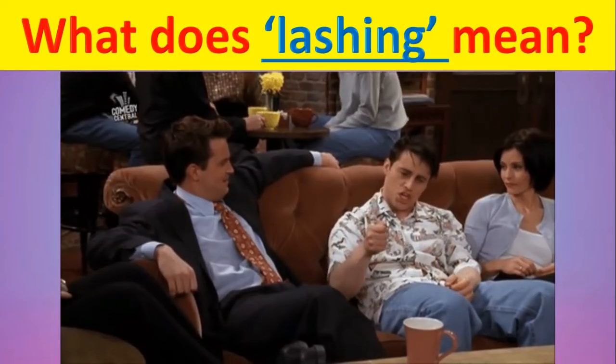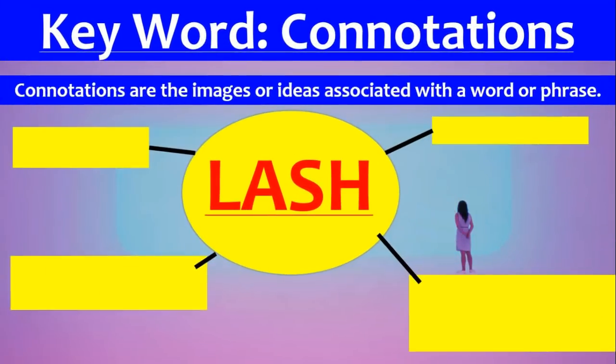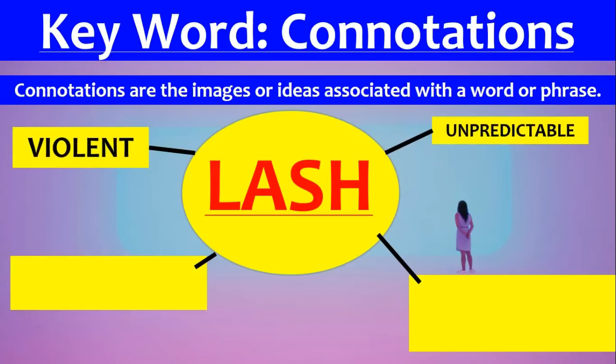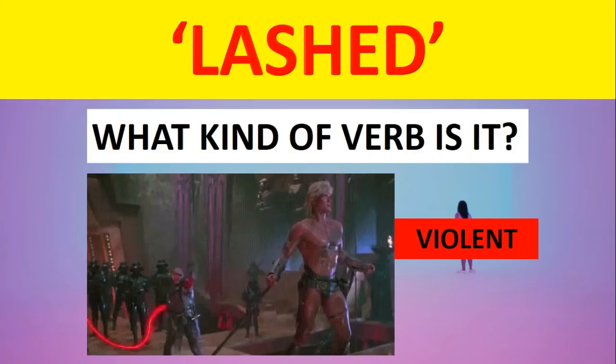So what does lashing actually mean? It's basically to strike or beat with a whip almost, or to beat violently or sharply against. For example, the rain lashed the trees. All of these things are strikes or aggressive actions, a lot to do with violence and punishment. If we put lash in the middle now, what ideas or images do we get? Well, I get unpredictable, I get violent, I get power, I get pain. If you think about someone being lashed, someone being punished, the lash of a whip. Violence, pain and power are probably the three things that come to your mind.